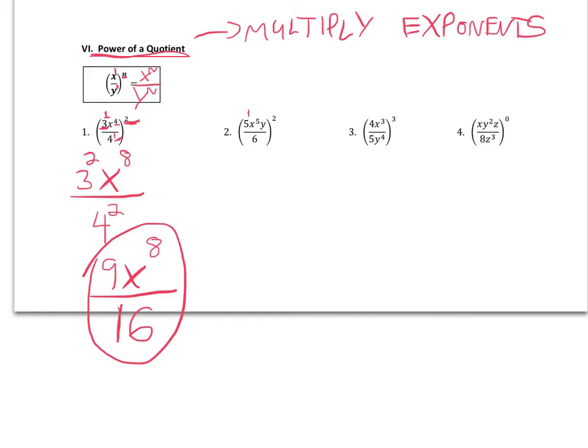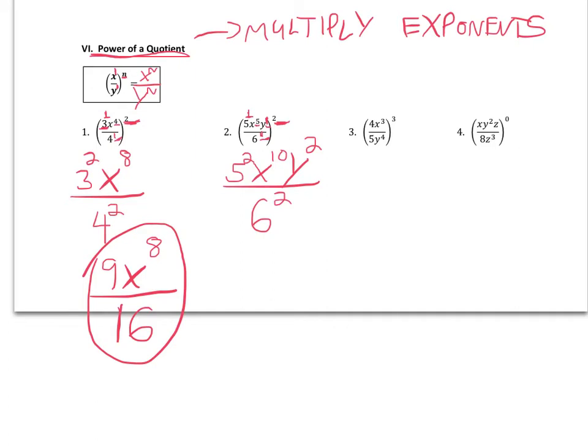Okay, the second one, I look at the 5. That's to the first, so 1 times this 2 gives me 5 squared. This 5 times this 2 gives me 10, so it's x to the 10th. Y is the same as saying y to the first, so 1 times this 2 gives me 2, so that's y squared. And then this 6 is just like saying 6 to the first, so same thing again. 1 times this 2 gives me 2, so it's 6 squared.